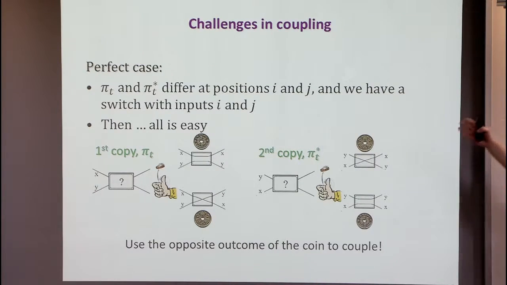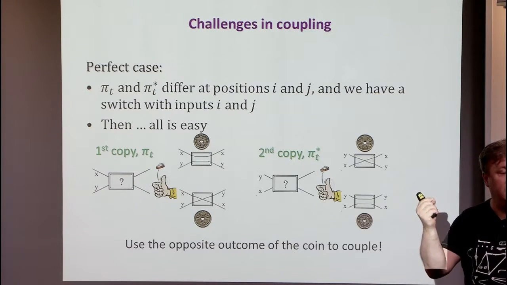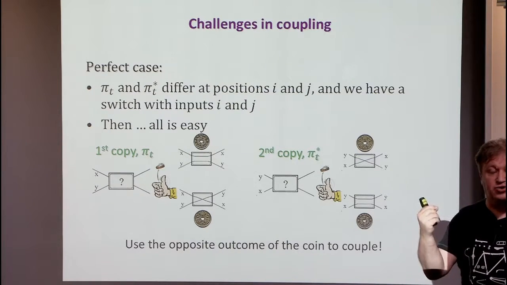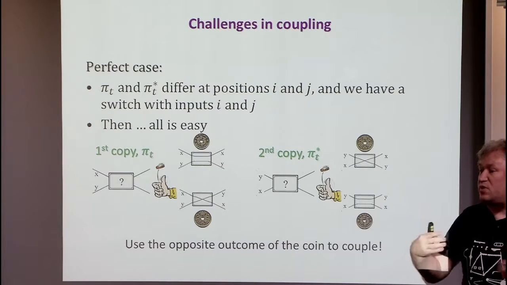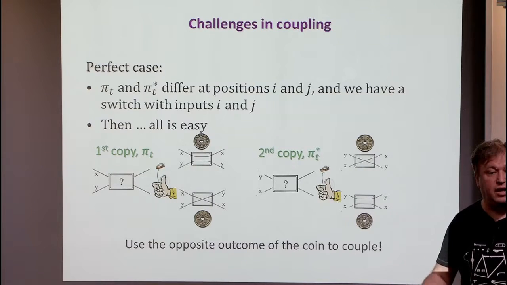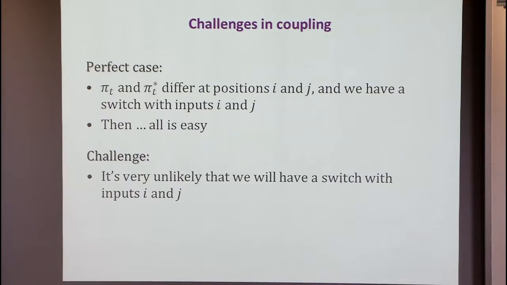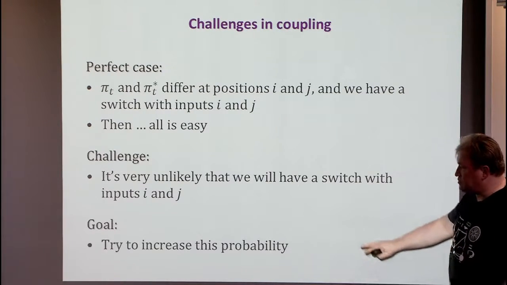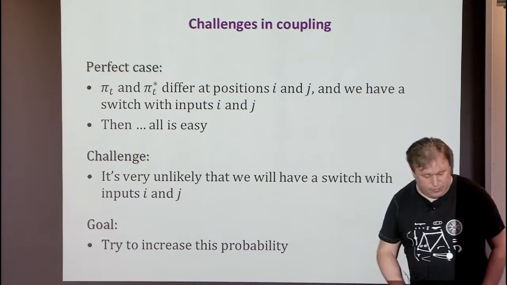What is actually the problem with this thing? Of course, the chance that we have two permutations that differ on two positions i and j, and that there is a switch between i and j is very tiny. So what we are trying to do is increase the probability that this match will happen in the algorithm. So this will be our goal right now.